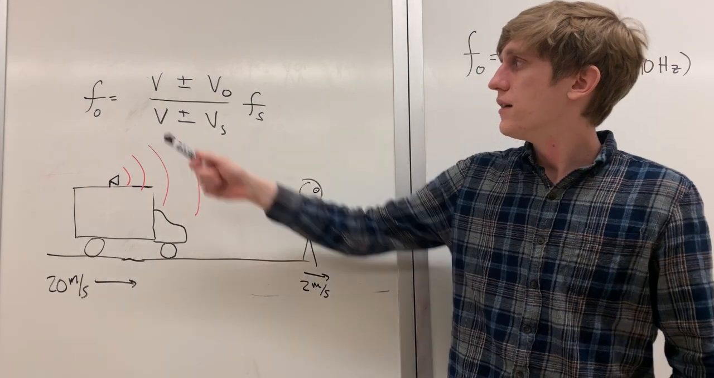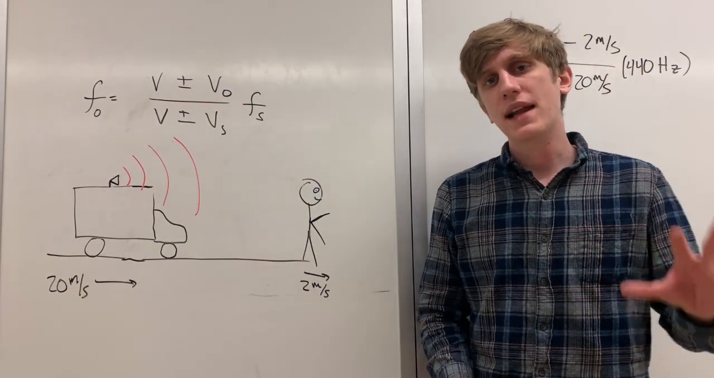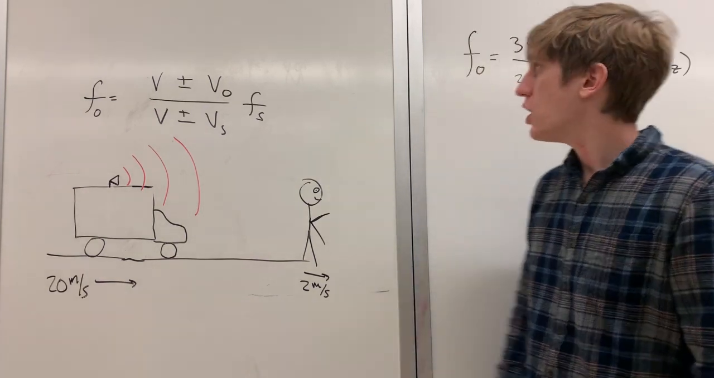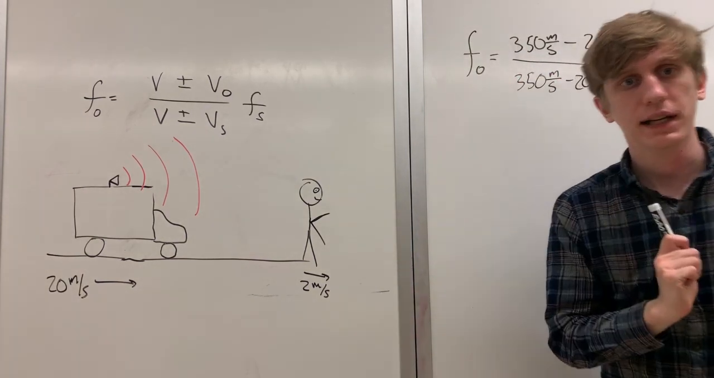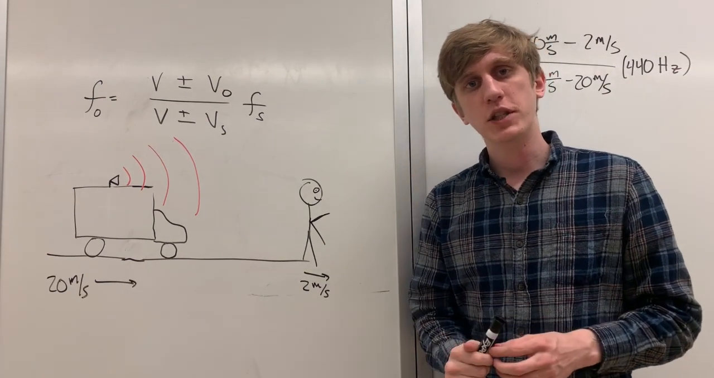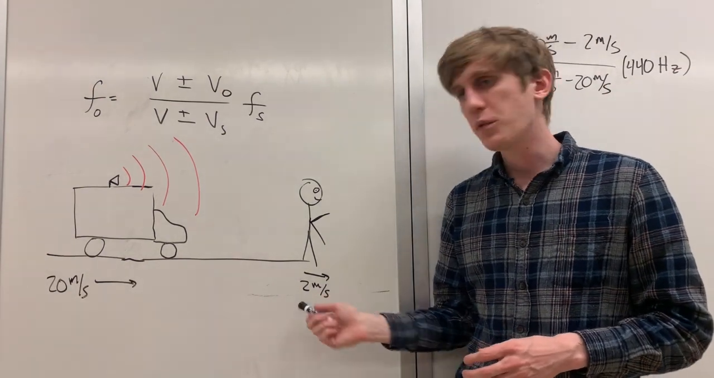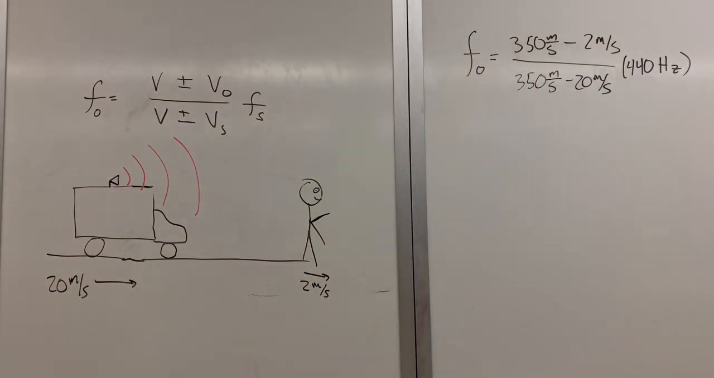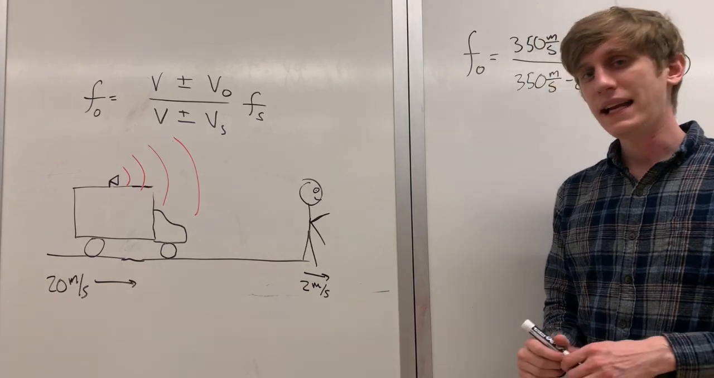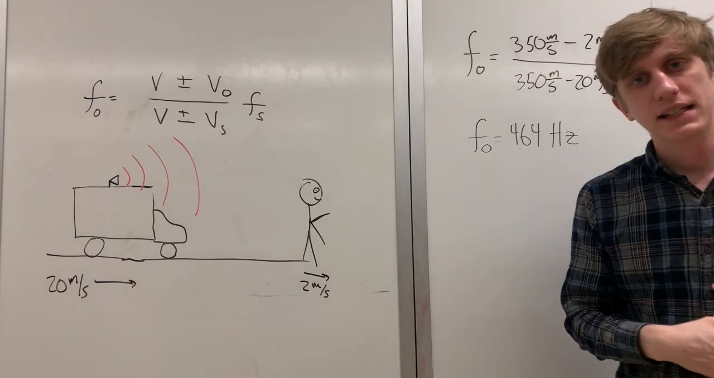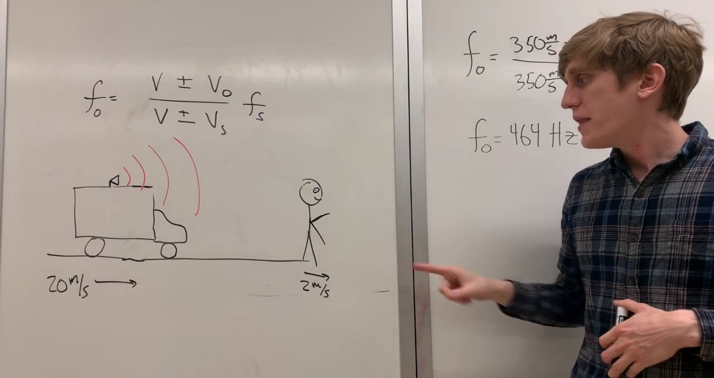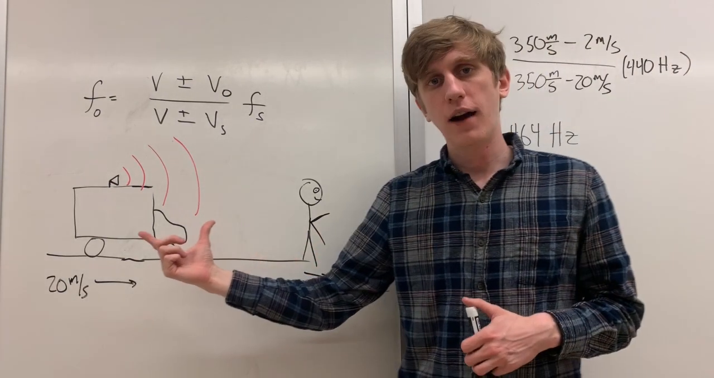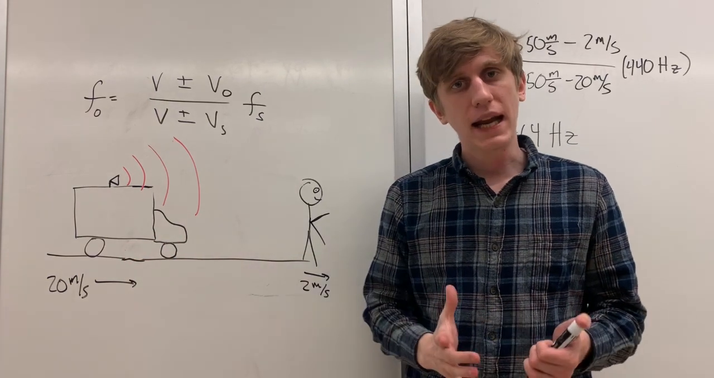This V here and this V here just represent the speed of sound. For the purposes of this problem, we're going to take that to be 350 meters per second. All we have to do is plug these numbers into our calculator to determine the frequency that the observer hears. Plugging these numbers in, I get 464 hertz. In other words, the pitch of the sound that the observer hears is higher than the pitch of the sound that the source is emitting.